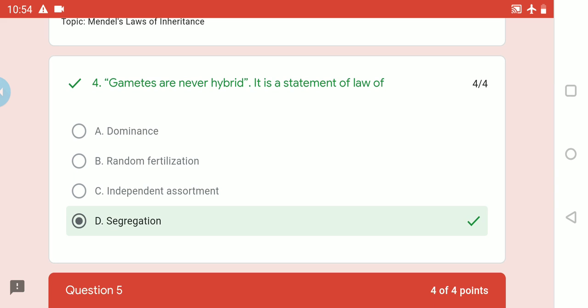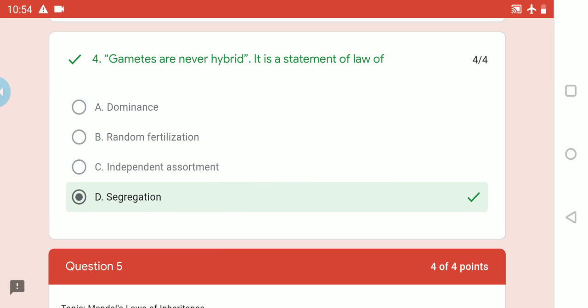Next question. This is also related to Mendel's laws of inheritance only. Gametes are never hybrid. That is a statement of law of. So they have given the definition. Gametes are never hybrid indicates the law of segregation, isn't it? Just recall the statement of the law of segregation, or purity of gametes, or we can also say monohybrid cross, then you will come to know.